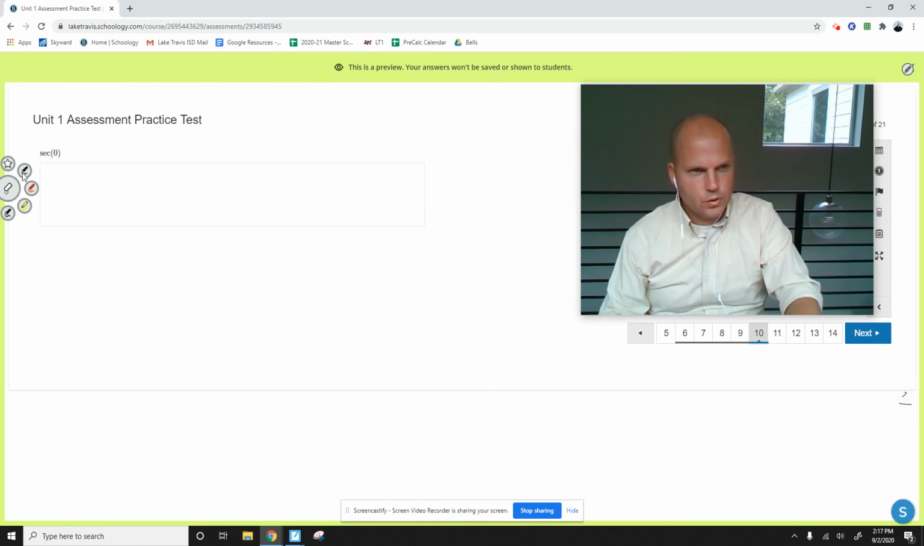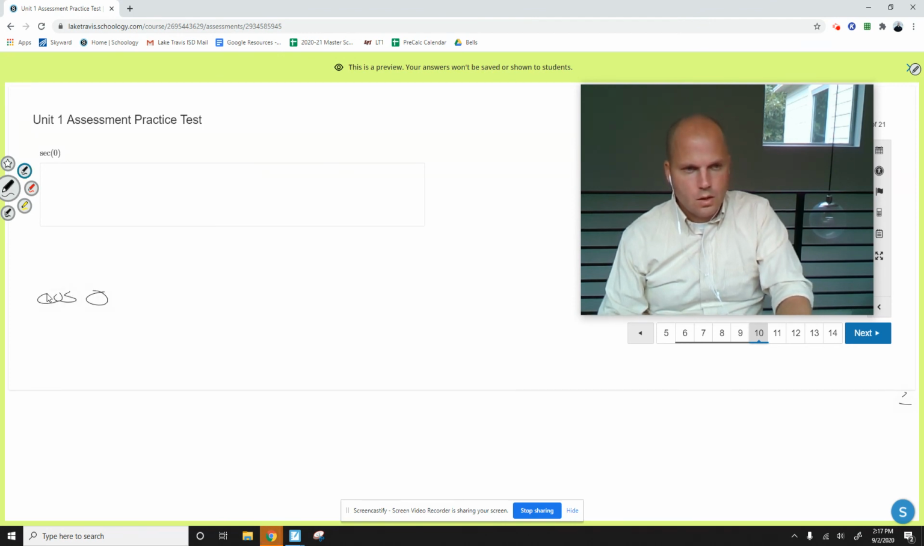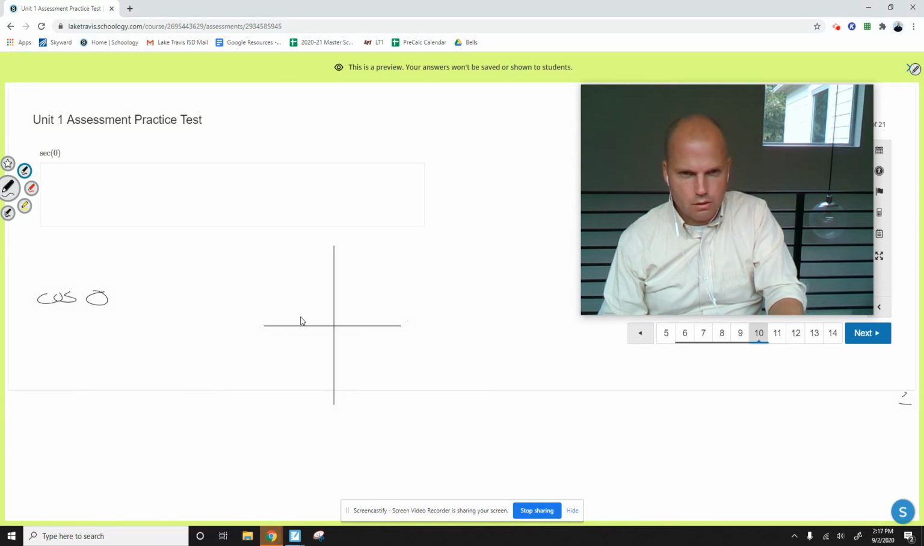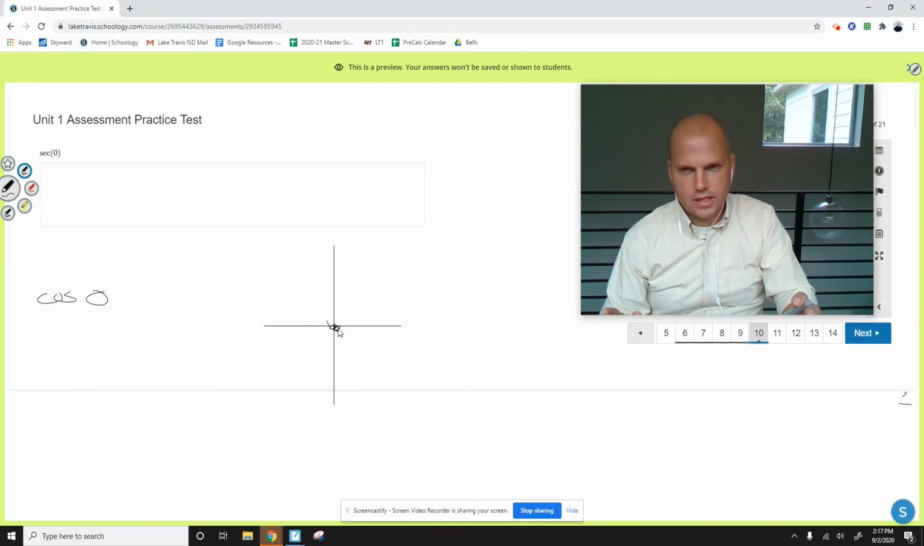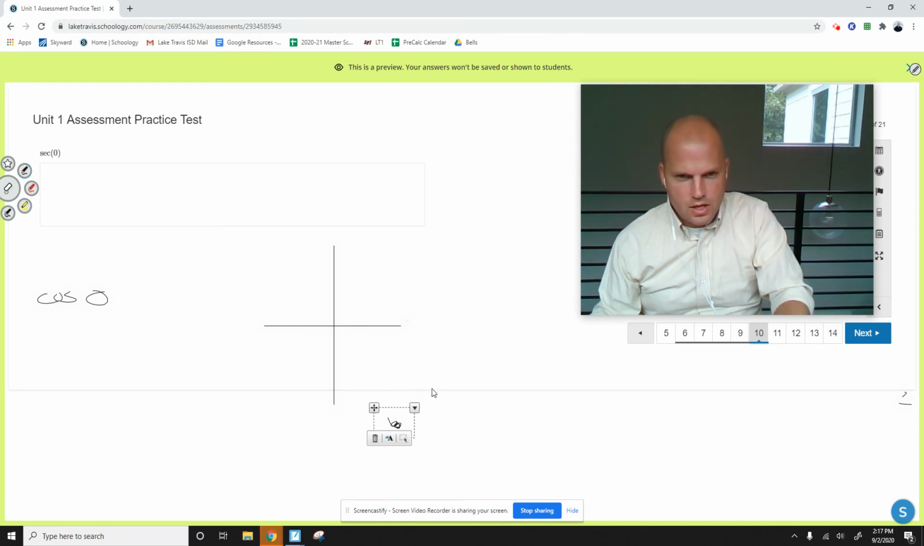Secant of 0. Well, secant is the reciprocal of cosine. So find the cosine of 0 and then flip it. Now, this is important. A lot of students really mess up on their concept of 0 as an angle. They're like, oh, 0, here's 0. No, that's not 0. That's the origin. That's not the angle 0. The angle 0 is here. This is the angle 0.